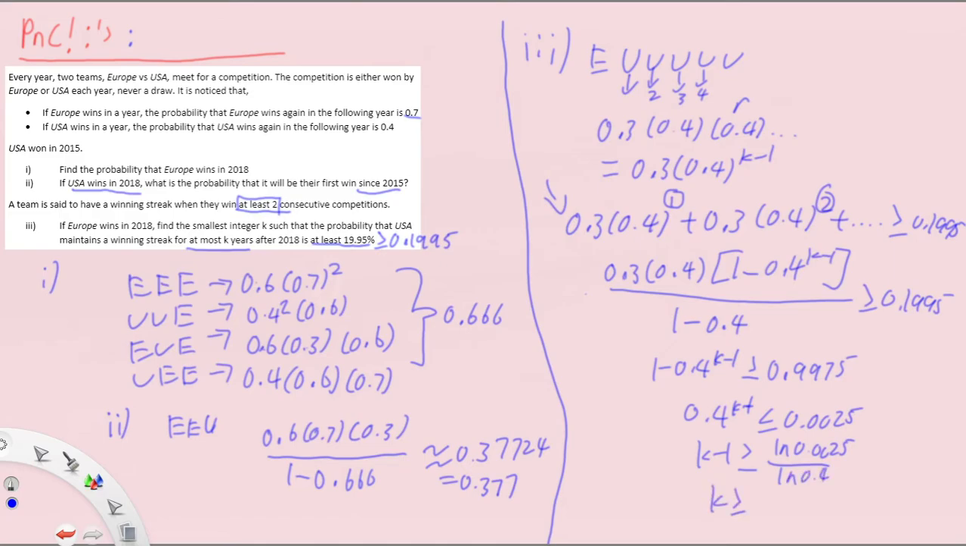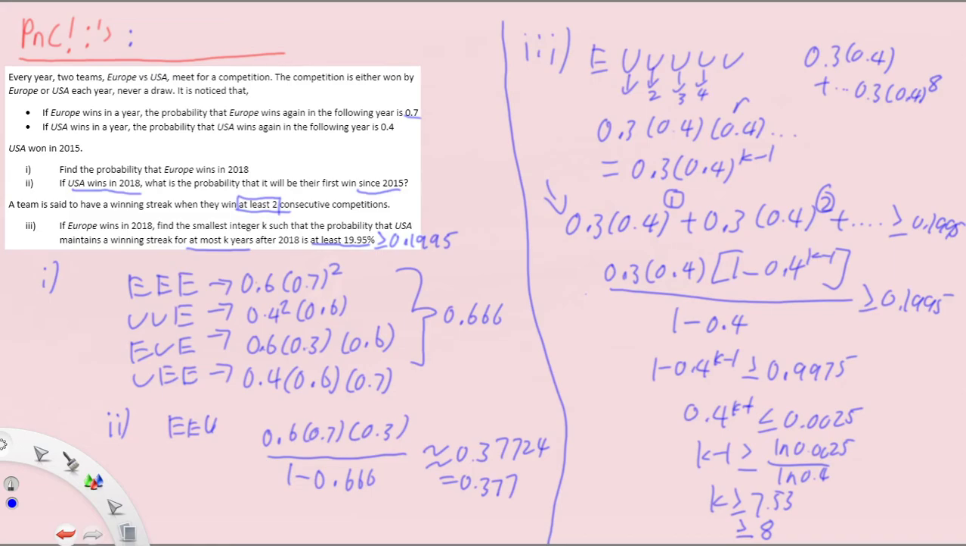K is then bigger than or equal to, let me do some quick calculator punching, 6.5388, then you add 1, so that will be 7.53, which is then bigger than or equal to 8, because you want the smallest integer k. So the smallest integer is 8. And you can check your answer by simply summing 0.3 times 0.4 plus all the way to 0.3 times 0.4 to the power 8. So you notice there are 8 terms. So you can just check your answer really quickly.